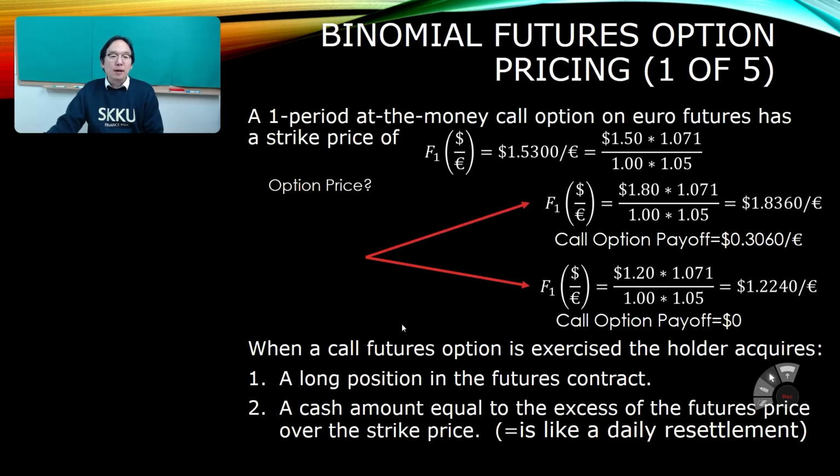Right? Now, binomial futures option pricing. Let's go through one example over here. A one period at the money call option on euro futures has a strike price of $1.53 per euro, the forward rate 1 year from now, right? Let's say this is a strike price as well in our option contract, okay?